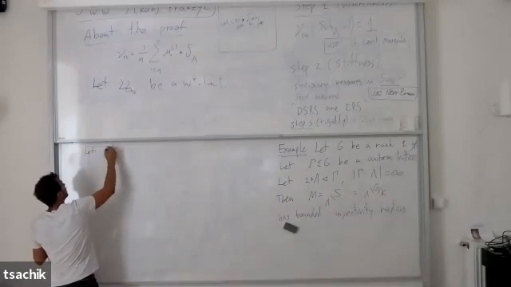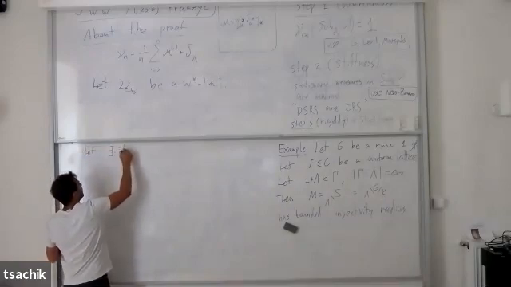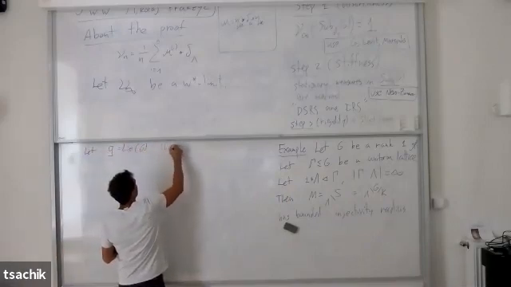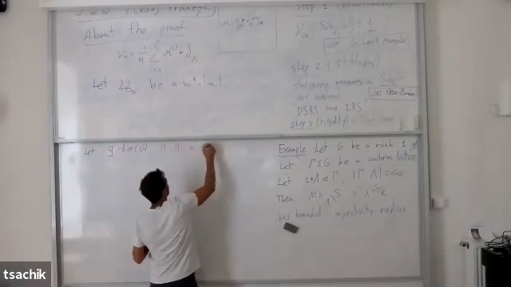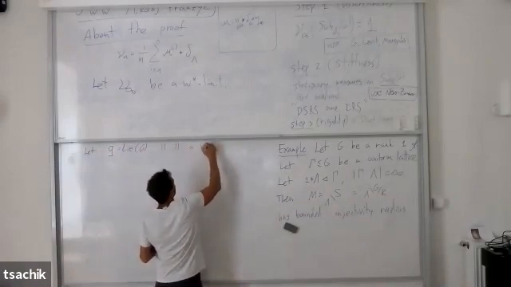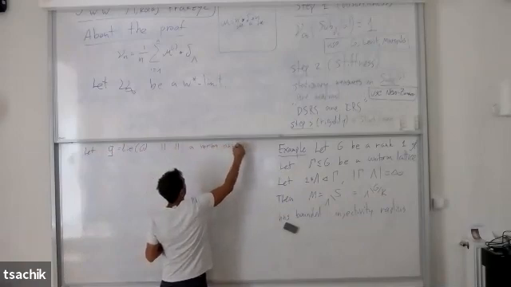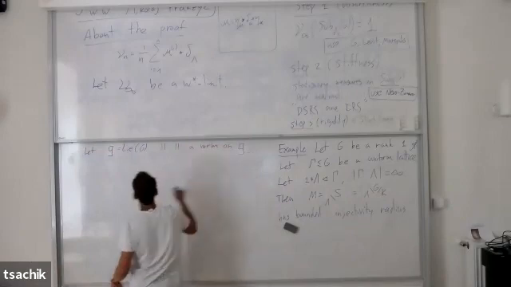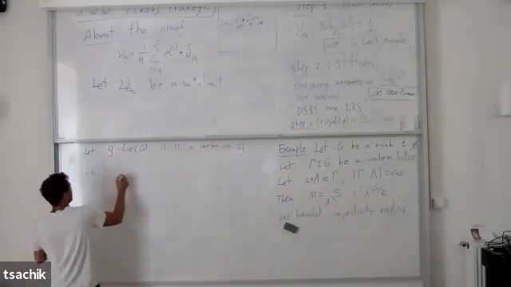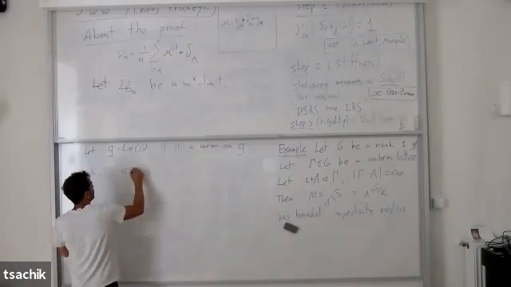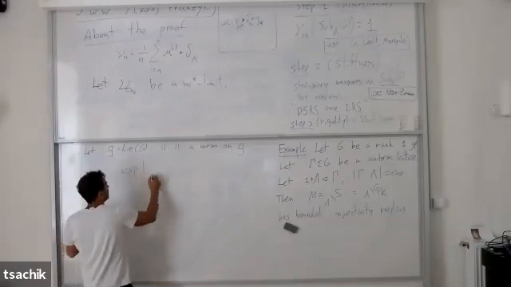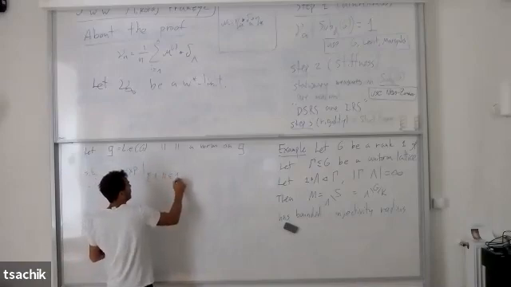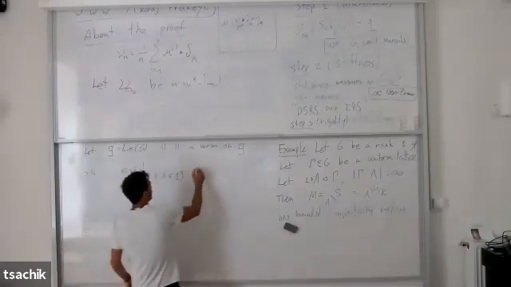So let G be the Lie algebra, and let this be a norm, any norm on G, such that the exponential map restricted to the unit ball where the norm is less than 1 is a diffeomorphism.